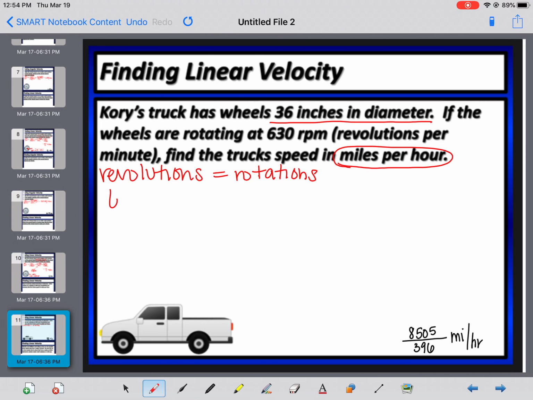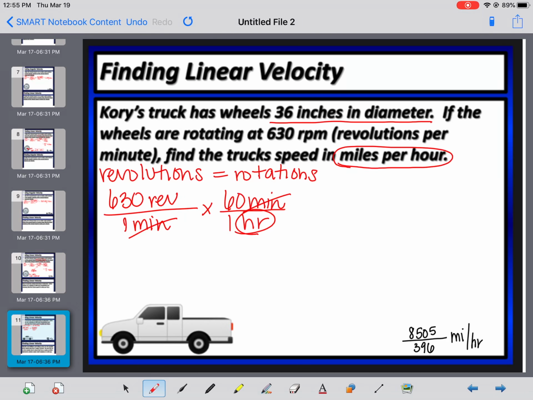Alright, so we start with rotations over time. So 630 revolutions, REV, per minute over 1 minute. All right, we want to go in miles per hour. So let's do the time first. Okay, minutes to hours. 60 minutes on top over 1 hour so that these units cancel. Okay, circling hours, that's where I'm supposed to end.